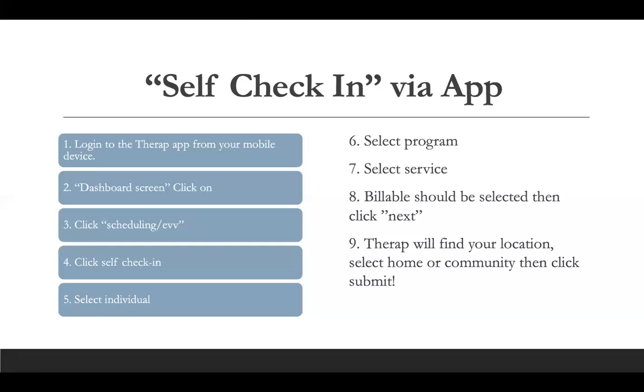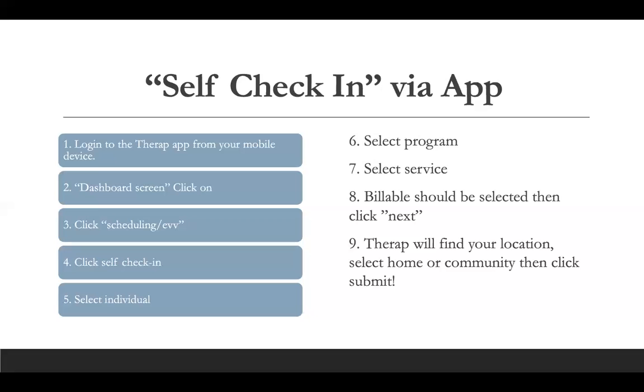After you go to self-check-in, you select the individual. So it's going to say start date, schedule type, individual, program, different things. You select the individual. The individual is the individual that you're working with. Then you select the program you're working with the individual in. Either it's going to be ComHab or respite that you're going to be selecting. Then you select the service. After that, billable should be selected.